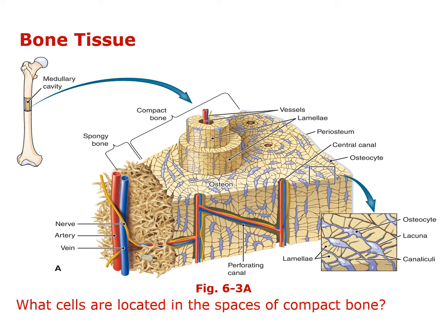The second type of bone tissue is spongy bone or cancellous bone. It has more spaces than compact bone, and it's made of a meshwork of small bony plates filled with red marrow. Spongy bone is found at the epiphyses of long bones and at the center of other bones. It also lines the medullary cavity of long bones.